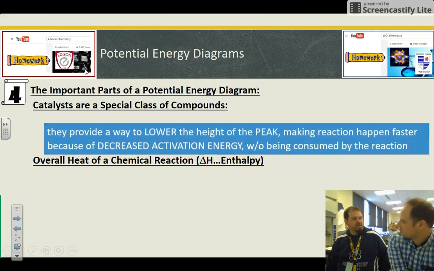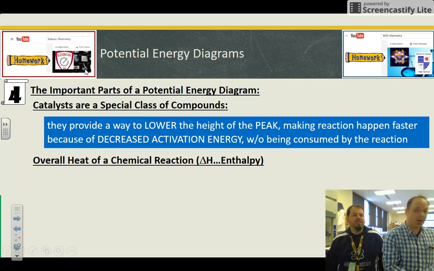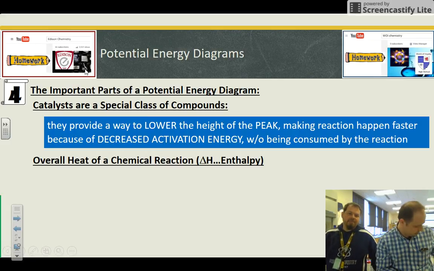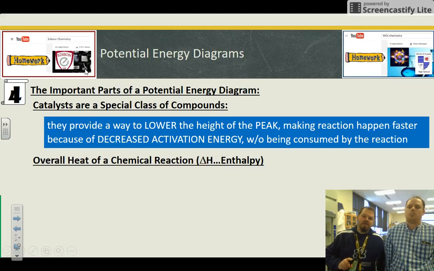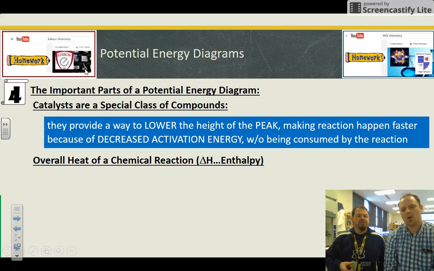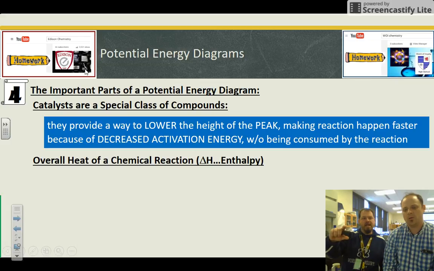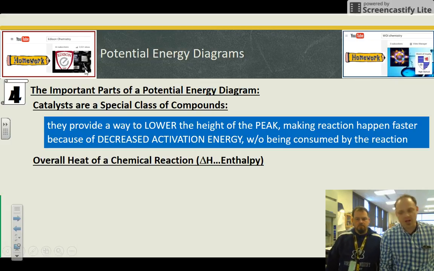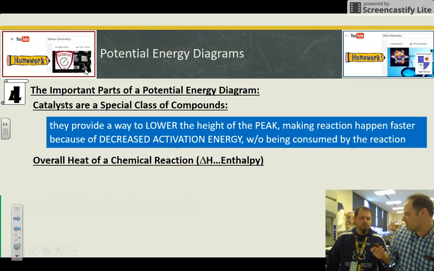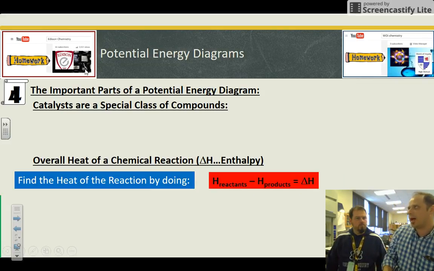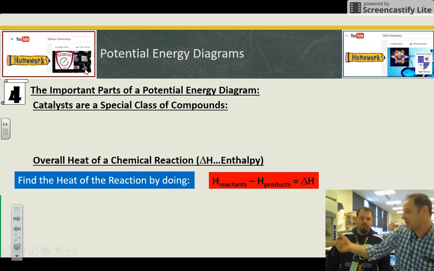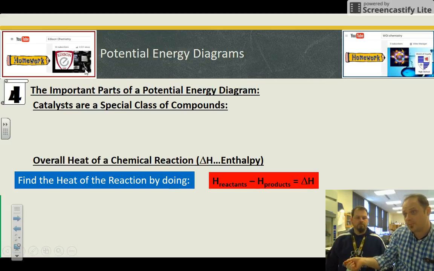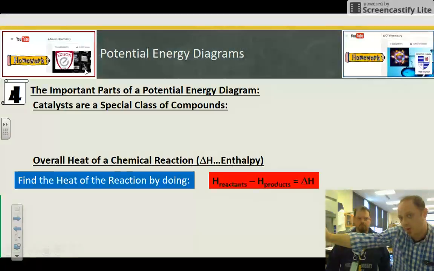And so now catalysts come into play a little bit here. They provide a way to lower the height of that peak. That's the dotted line. It makes the reaction happen faster because I've essentially decreased the activation energy without the catalyst being consumed. Catalysts are not only like tools that you use to get jobs done that aren't changed, but they're also a lot like tunnels through mountains. Highways and trains could go over the mountains, but it's a heck of a lot easier if you just go straight through. You still get from point A to point B. You just found an alternate pathway to get there.